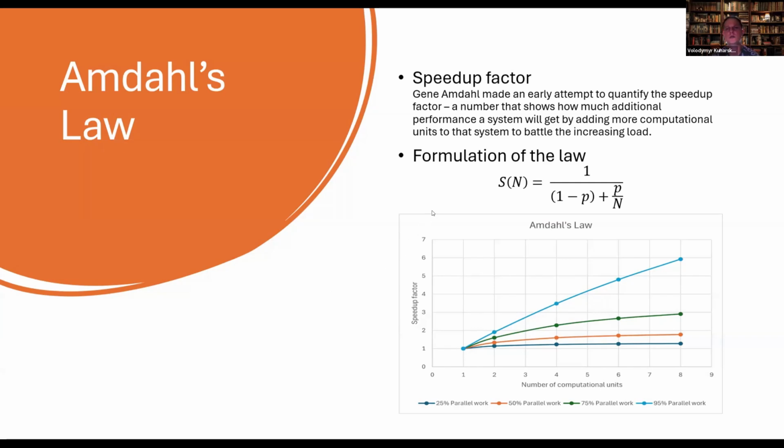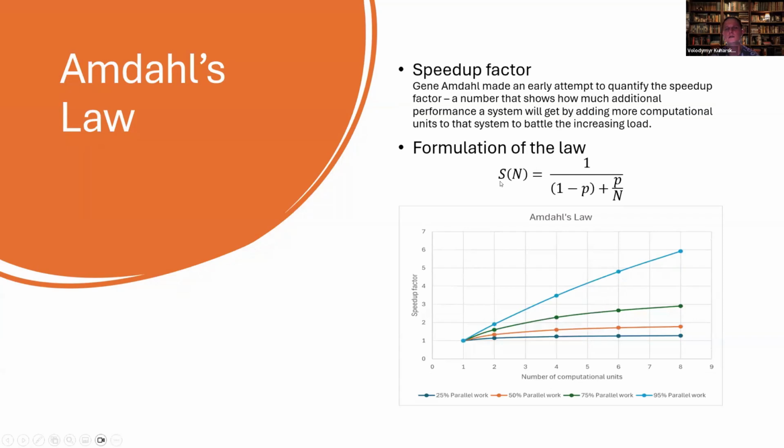Here you can see the formulation of the law, where S is the actual speedup factor, P is a fraction which represents the parallelized portion of the work, and n is the number of computation units. Here in the slide, you can see how the amount of parallel work can be productive for a particular workload.